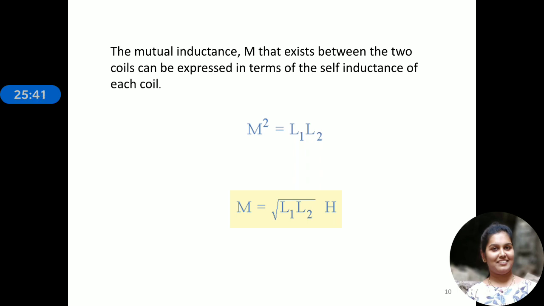If you want to remove that square term, you can take the square root of L1 and L2. So the final expression for mutual inductance in terms of self inductances, we can write as M is equal to square root of L1 L2, and the unit for mutual inductance is the same as self inductance, that is henries. So M is equal to root of L1 L2 henries. Okay, got the point?